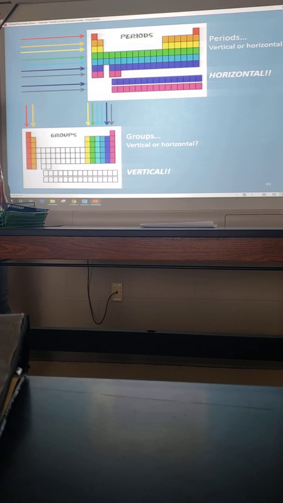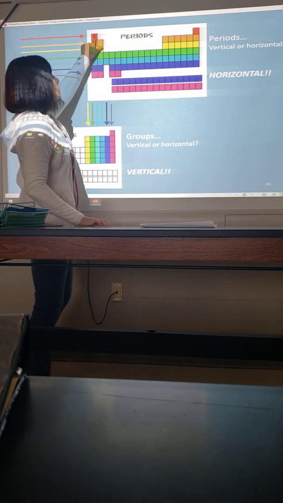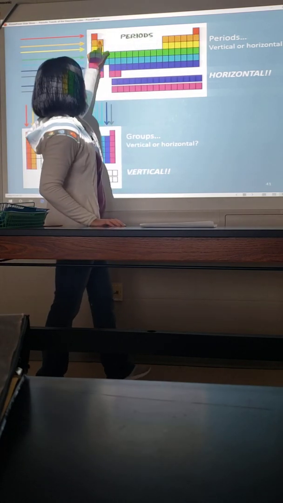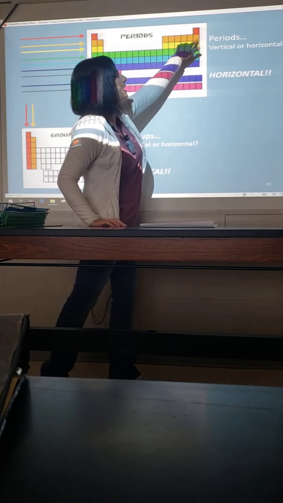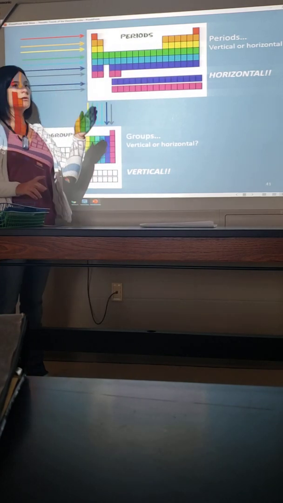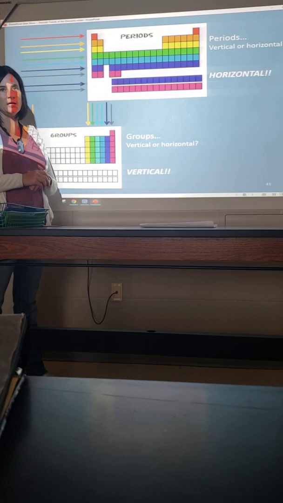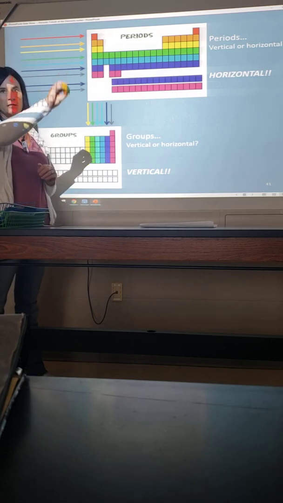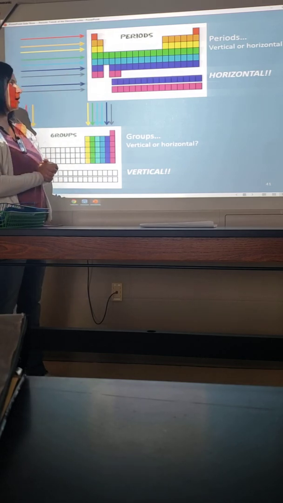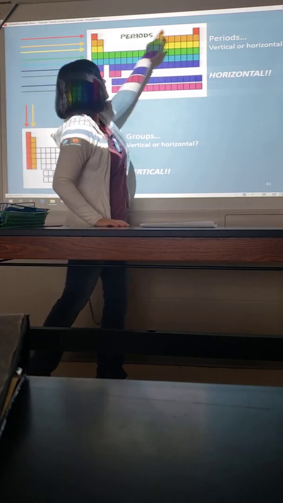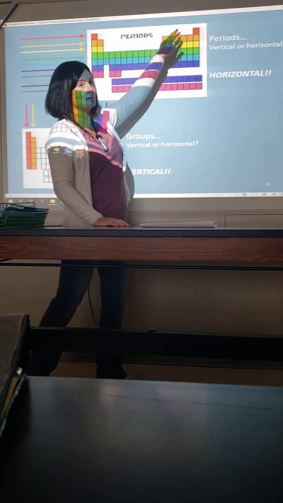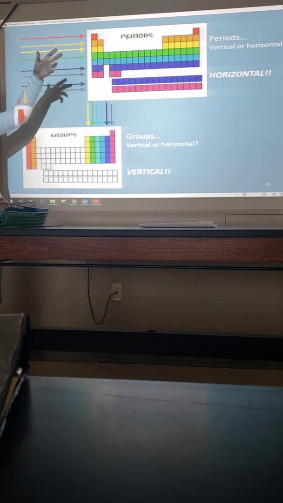Okay, and then the periods are going by protons. 1, 2, 3, 4, 5, 6, 7, 8, 9, 10, right? And so as you go across, you're just basically reading left to right and adding a proton as you go. So hydrogen, helium, lithium, beryllium, carbon, fluorine, right?